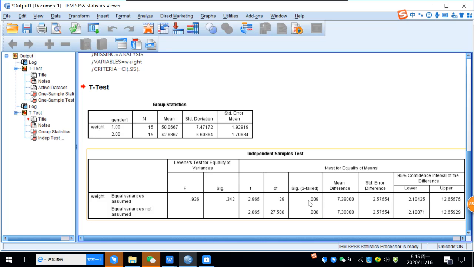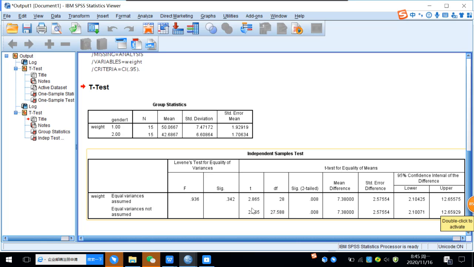Okay, so remember that the independent samples t-test is divided into 2 steps. First, the test for equality of variance. Second, the t-test for equality of means. If the equality of variance is not assumed, then we will look at the results in this line.